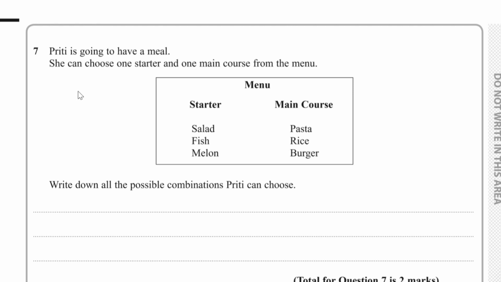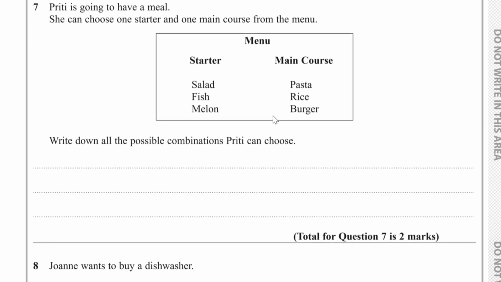Question number 7. Pretty is going to have a meal. She can choose one starter and one main from the menu. So with starters we've got salad, fish and melon, and for main we've got pasta, rice and burger. We have to write down all the possible combinations that Pretty can choose.